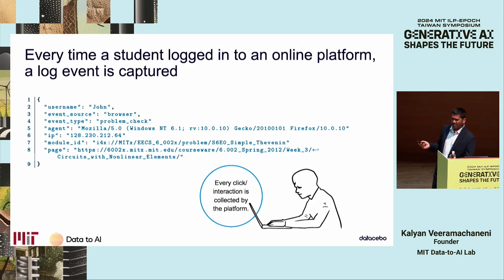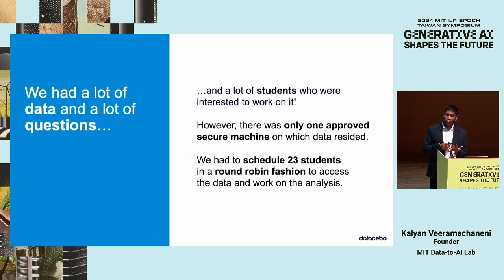So how does that relate to synthetic data? The problem was we had a lot of data and a lot of questions, and a lot of students interested in working on the data. The only challenge was there was only one secure machine approved by MIT at that time. Remember, this is almost 12 years ago, so cloud was also new. We didn't know what virtual private cloud meant. So there was only one approved machine, and the data resided on it. As a result, I had at one point 23 undergraduate and master's students, and I had to schedule them in a round-robin fashion to work on that machine.